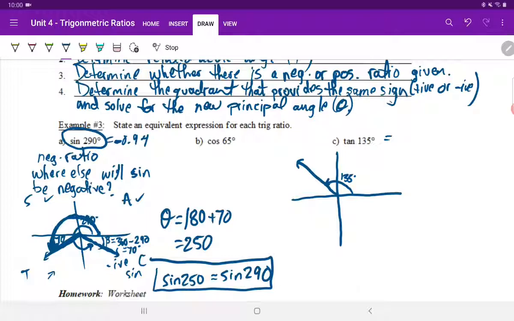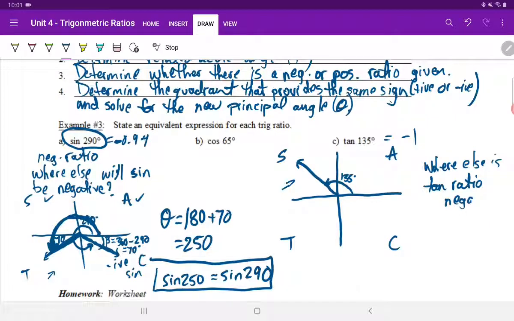Okay. Find tan of 135. Let's find out. Do you get a positive or negative ratio? Well, I know that just from the CAST rule, it's going to be a negative ratio because it's tan in this quadrant. Only sine is positive in that quadrant. So I already know it's going to be negative, but let's double check. So I'll do tan of 135, and you get negative 1. Okay, so now we ask ourselves, where else is tan ratio negative? And it's here in quadrant 4.